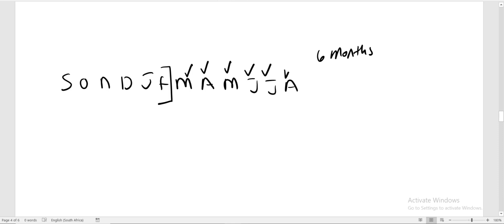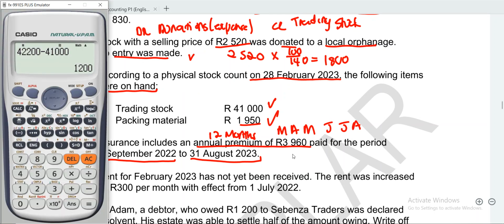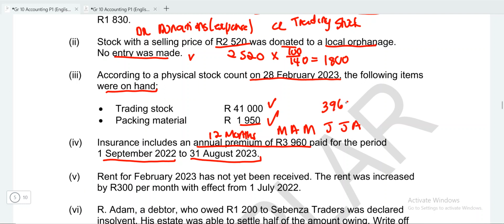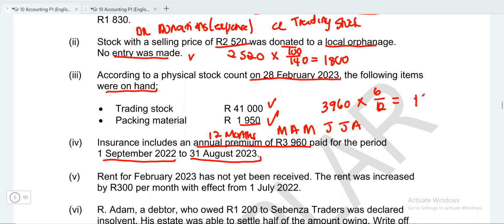Okay, so what I can do is that I can just take this amount that I'm given here, 3,960. I can just say 3,960 multiply by 6 over 12. It will tell me what is my prepaid amount. So if I say 3,960 multiply by 6 divide by 12, it is giving me 1,980.